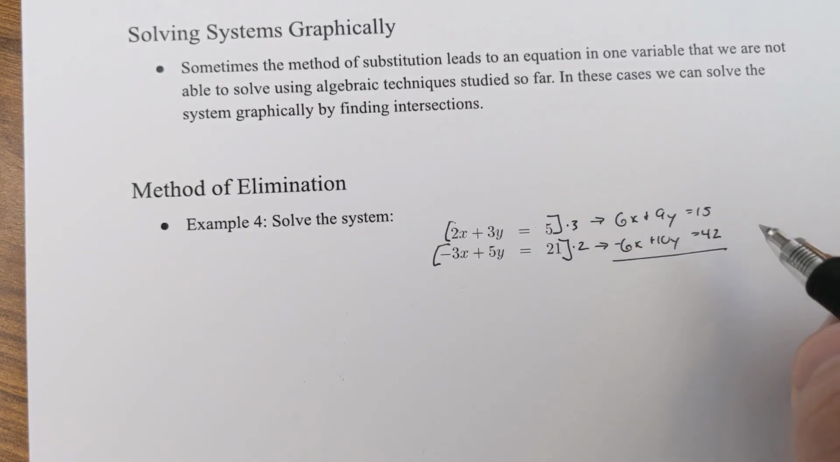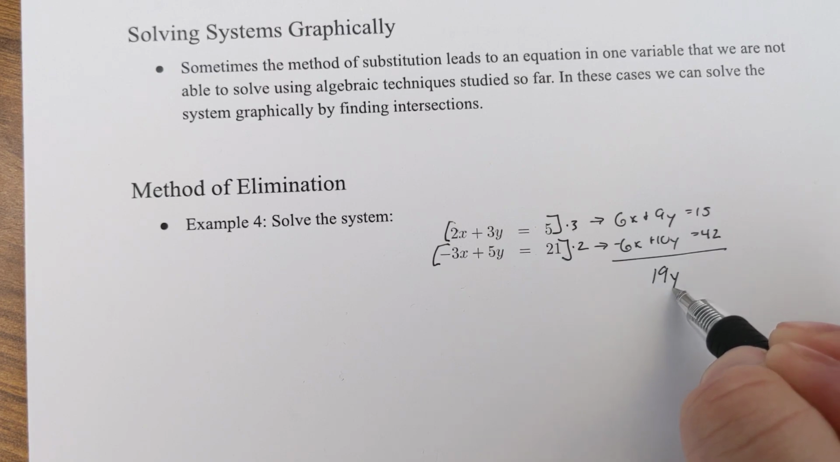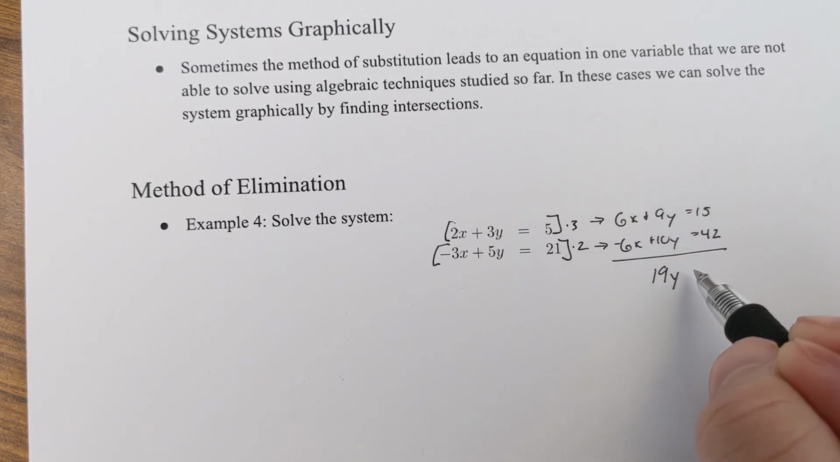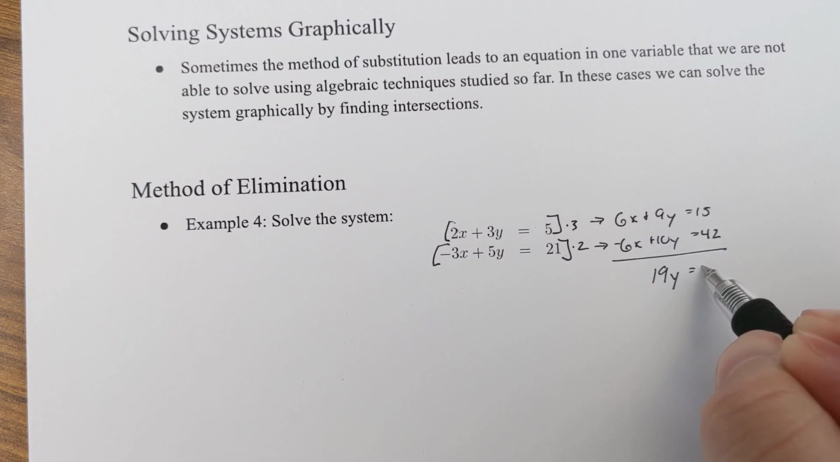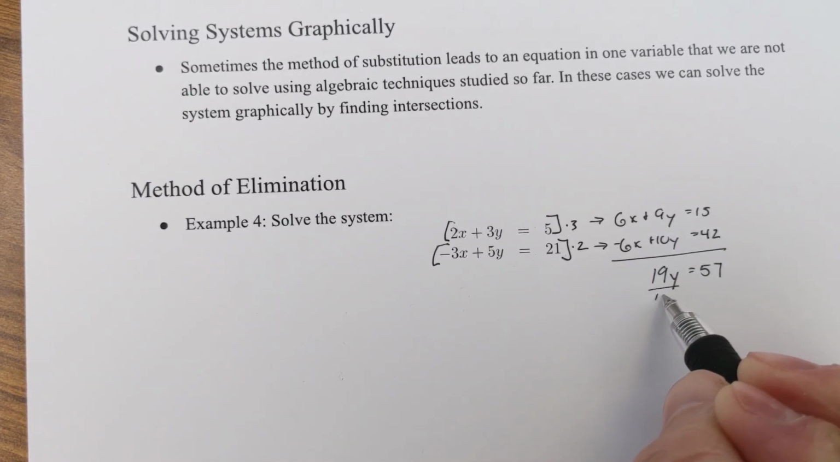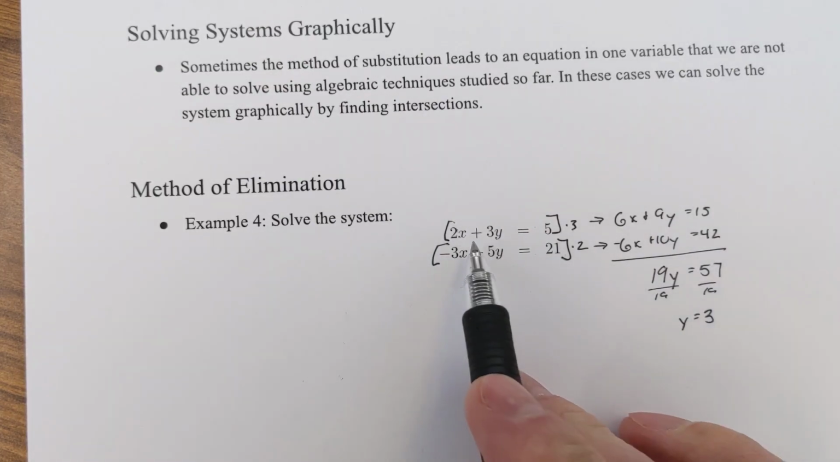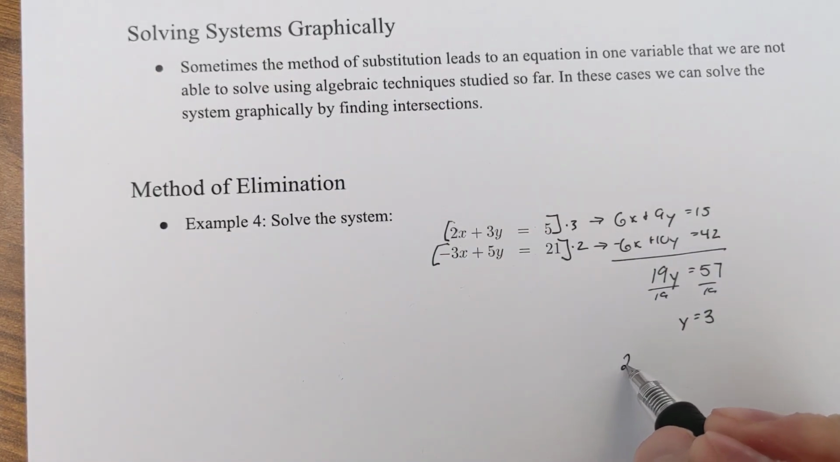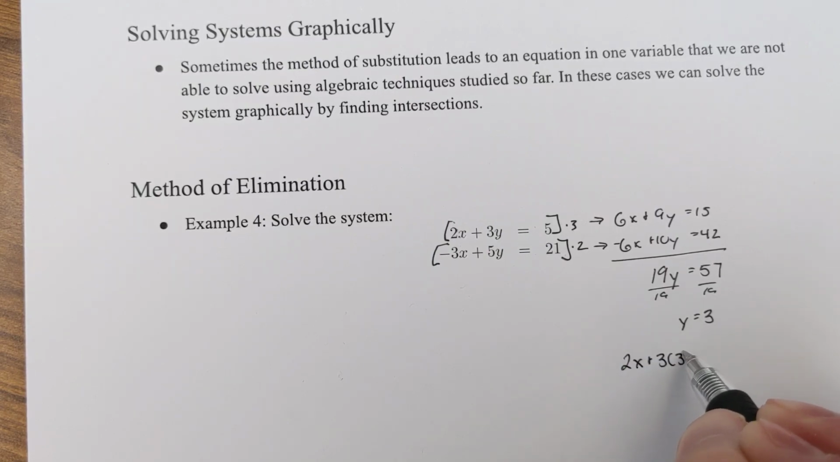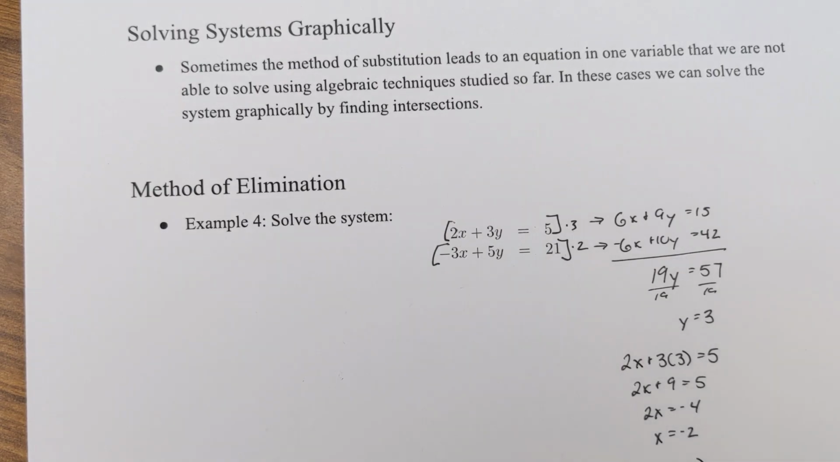And now I add my columns down. X's go away. I have 19y. I eliminated the x's. And this over here is 57. And then divide by 19. So y is 3. So I know y. Go back to one of my equations and plug it in to get x. So 2x plus 3 times 3 equals 5. So 2x plus 9 equals 5. 2x equals -4. So x is -2. So my answer is the ordered pair -2, 3.